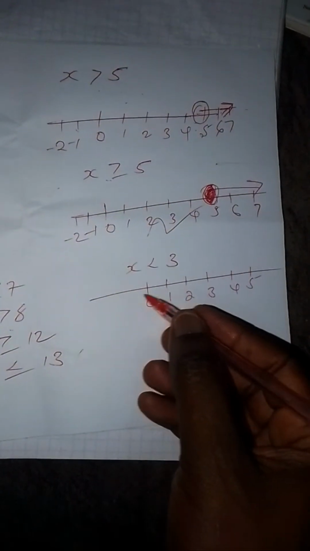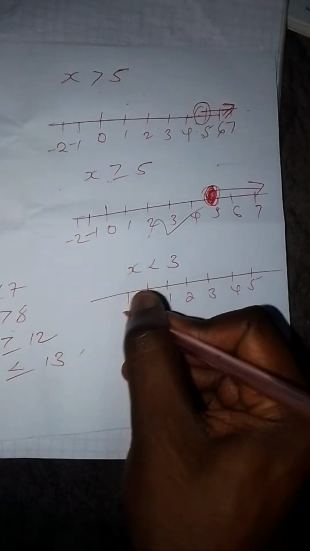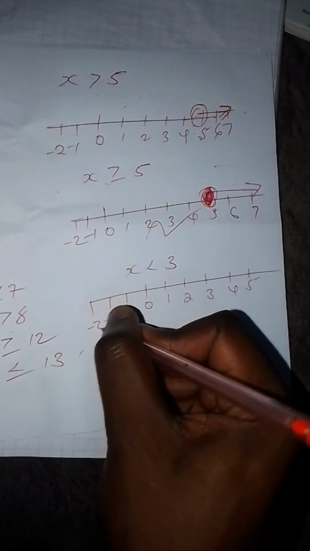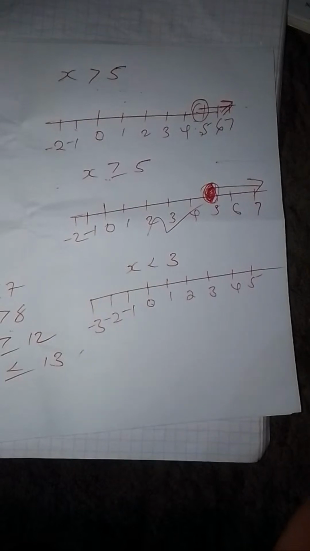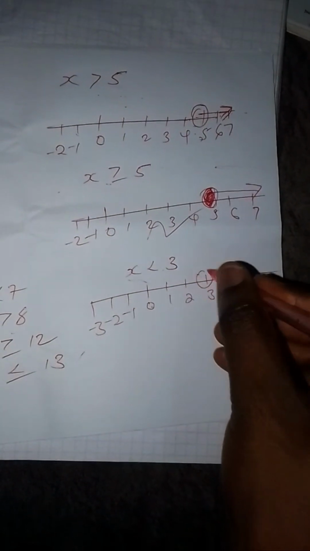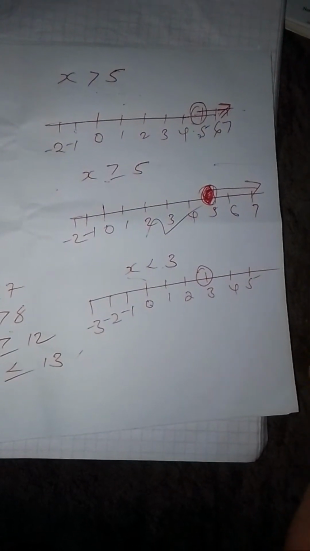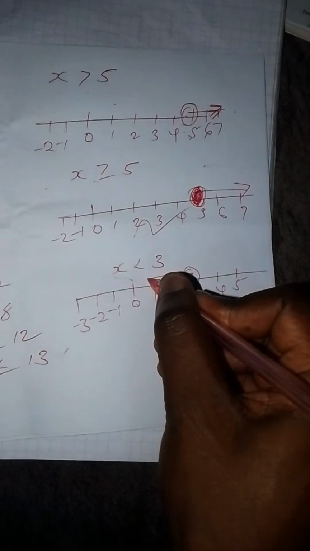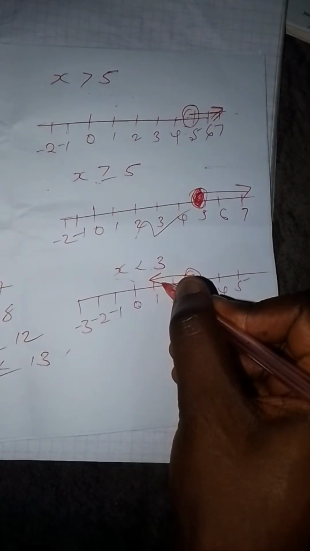Maybe after 0 going towards the left, now we shall have -1, -2, -3. So because it's x is less than 3, we are going to circle where 3 is. So we circle 3. Then from there we give the direction of less than, meaning that you shall be moving towards the left. Then indicate the arrow.